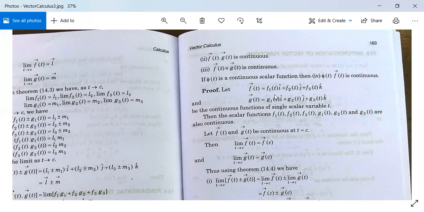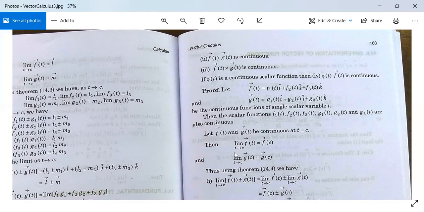Suppose vector f(t) is given as f1(t)i plus f2(t)j plus f3(t)k, and similarly g(t) is given as g1(t)i plus g2(t)j plus g3(t)k, and they are continuous functions of a single scalar variable t. Then the scalar functions f1, f2, f3 and g1, g2, g3 all are continuous. Now suppose f and g both are continuous at t equal to c. Then we need to show the given four results.